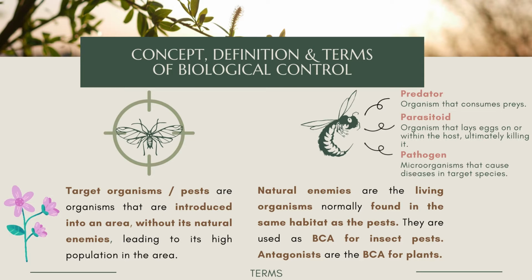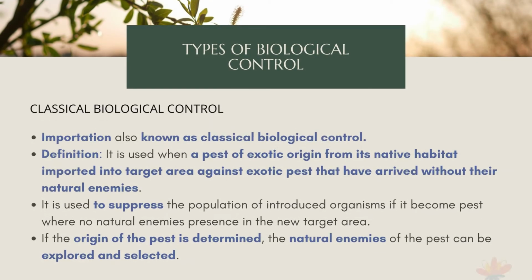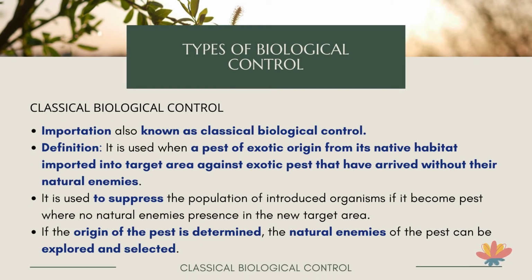In plant pathology, the biological control agent is called antagonists. Antagonists are used to suppress diseases in plants. There are four types of biological control.